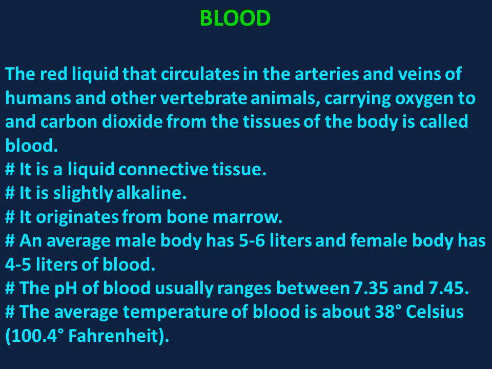The pH of blood usually ranges between 7.35 and 7.45. The average temperature of blood is about 38 degrees Celsius or 100.4 degrees Fahrenheit.